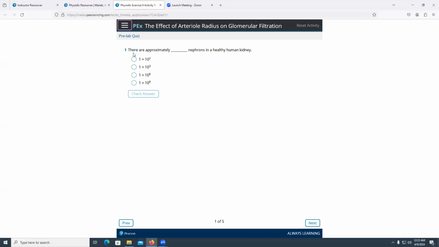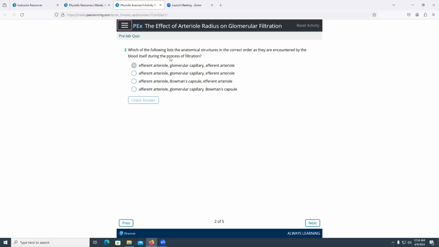The pre-lab says, what is the approximate number of nephrons in a healthy human kidney? It's about 1 million. And which of the following lists the anatomical structures in the correct order as they are encountered by a blood cell during the process of filtration? The blood enters through the afferent arteriole, goes through the glomerular capillary, and then exits through the efferent arteriole, and then starts heading towards the peritubular capillary. That sounds like the right answer.